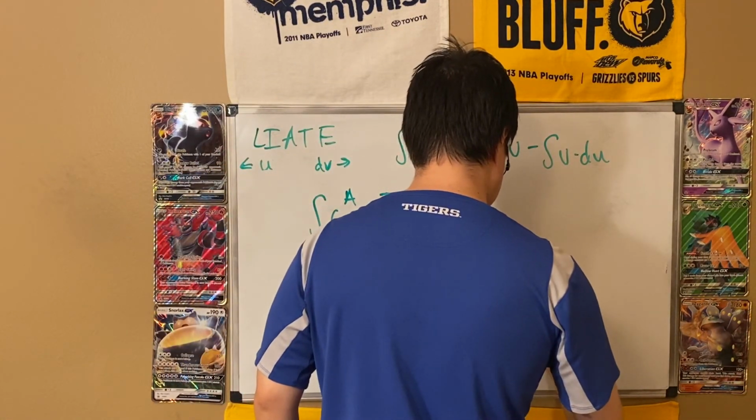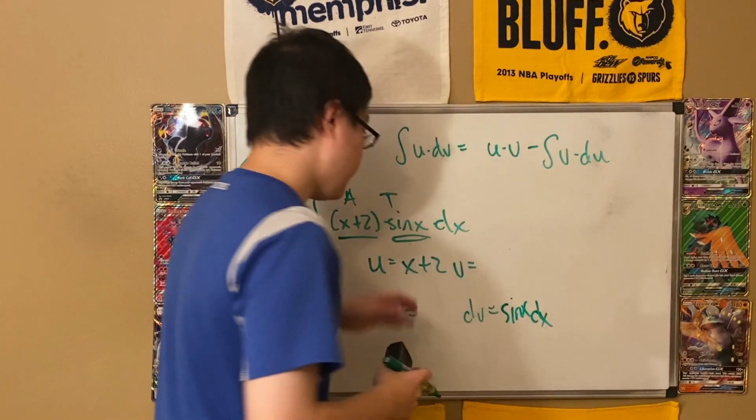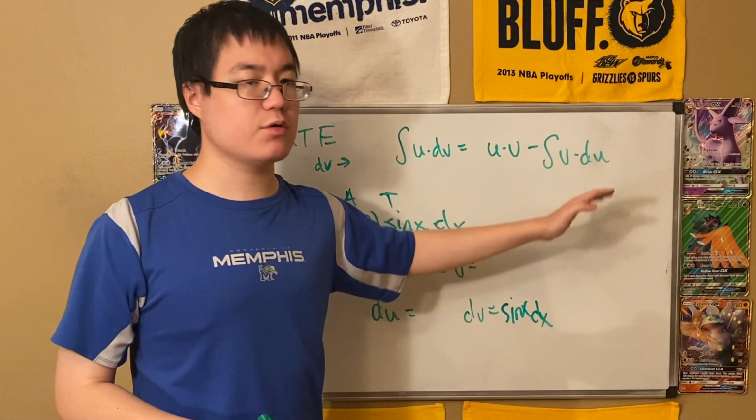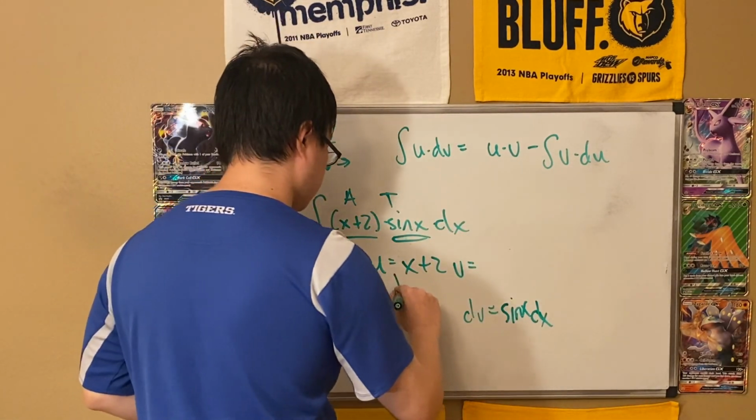So it's going to be sine x. And then just keep in mind that it's kind of confusing because you're going to take a derivative on one side, take an integral on this side. So sometimes people like to draw arrows.